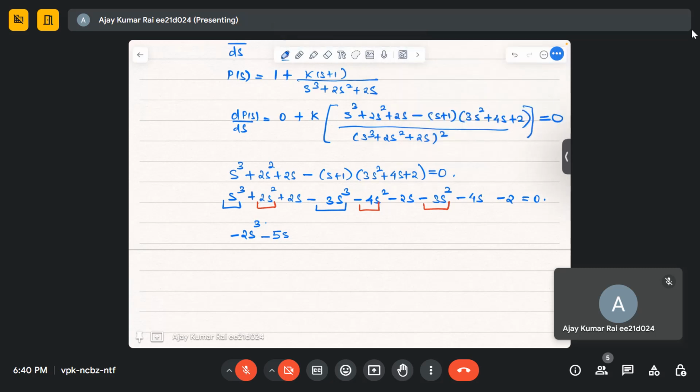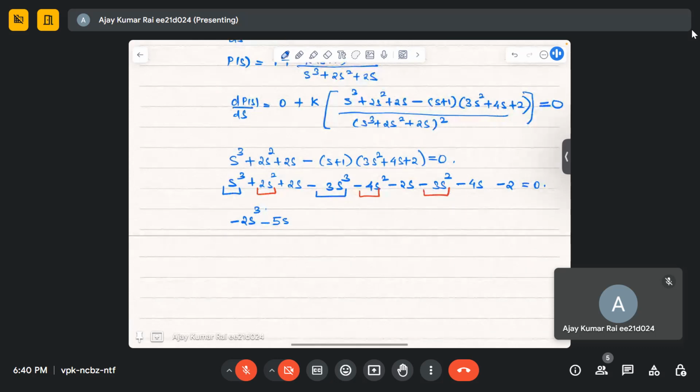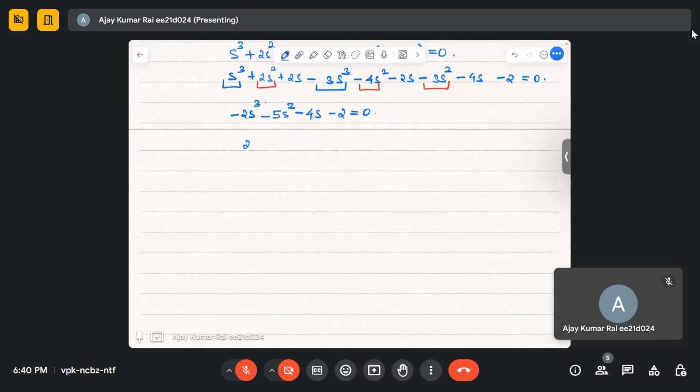So minus 2s cube, and you'll have minus 5s square, minus 4s, minus 2 equal to 0. So this is the equation, and we have to find the roots.